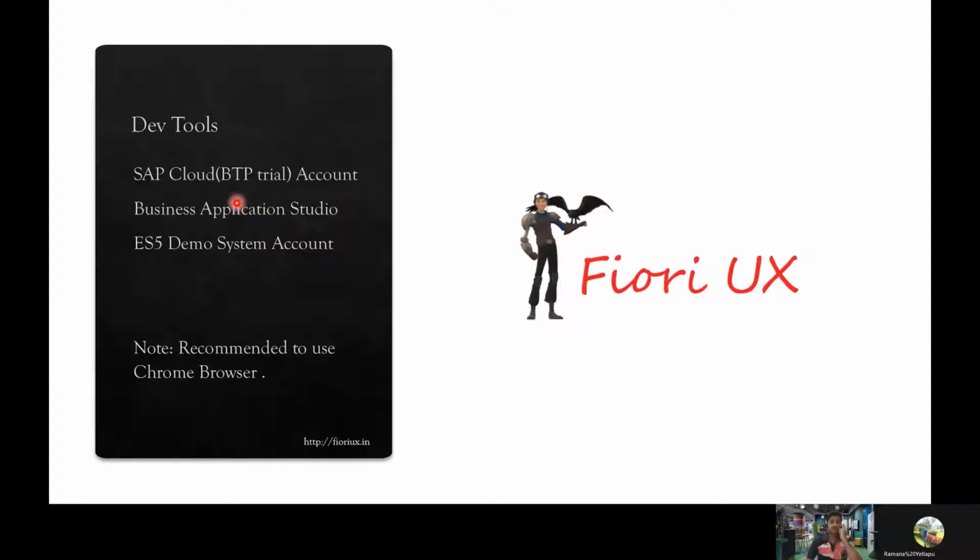So we'll see the essential tools required for getting started. One, we need an SAP Cloud account, and we need to activate Business Application Studio. Then we need one backend system in order to access the OData services. Ensure that you always use the Chrome browser throughout the exercises.